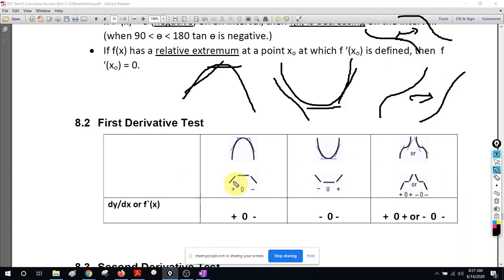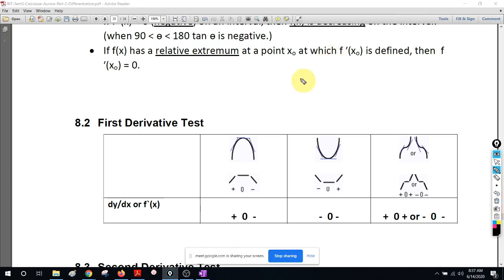By looking at that test, we can see whether at that point we have a maximum, minimum, or point of inflection, right? So that is very important. Identifying this turning point is the most important thing when we want to sketch a graph, right?